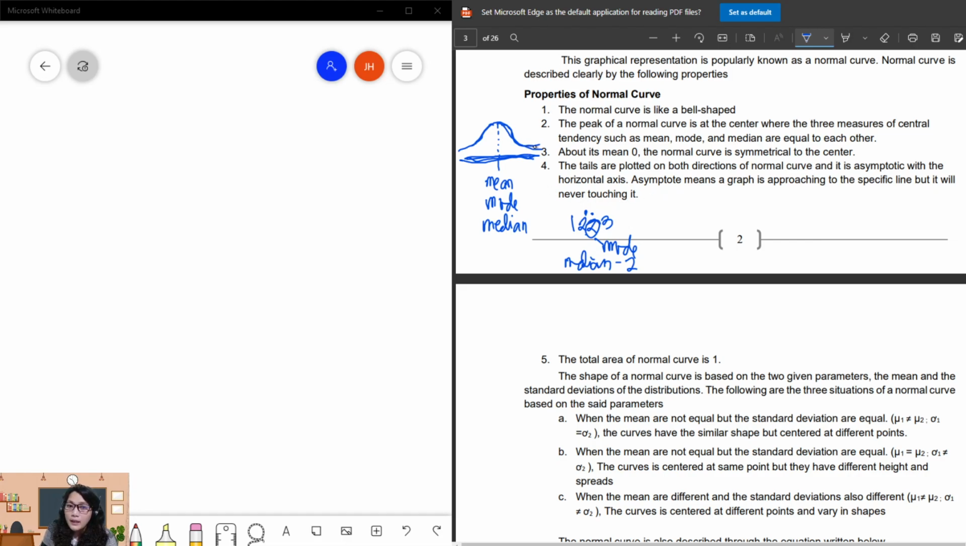So it will continue like that. It will never ever touch, but it will be approaching this one, but it will never ever touch like that. That is asymptote.